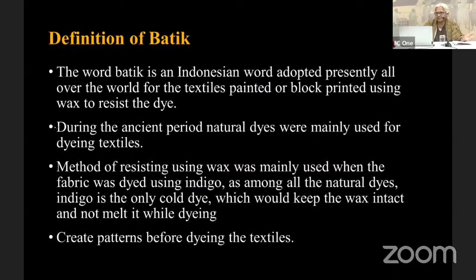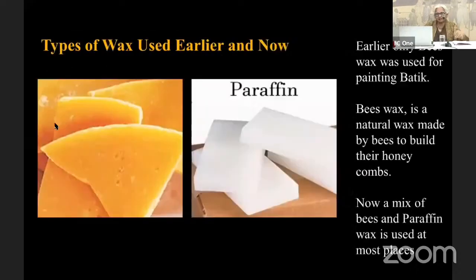So the definition of batik: it is an Indonesian word adopted presently over the world for textiles painted or block printed using wax as a resist. During the ancient period, natural dyes were mainly used for dyeing textiles. The method of resisting using wax was mainly used with indigo, because natural indigo is a cold dye, so it is much easier to do batik. Apart from that, they also used red dye and other colors. So the method of creating patterns before dyeing the textiles is batik.